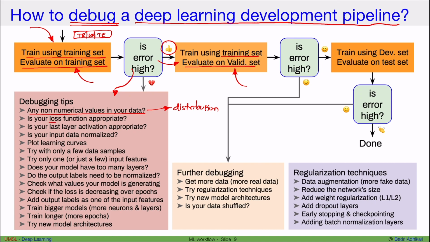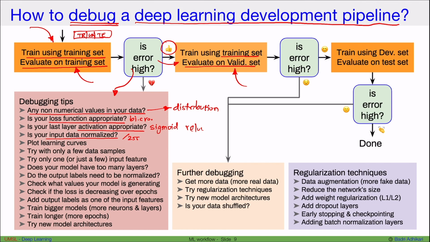You also want to check if your loss function is appropriate. Are you using, for example, binary cross entropy for binary classification? Is your last layer activation appropriate? For example, for binary classification, you want to use sigmoid, right? For positive output, you may want to use ReLU as your last layer activation. Have you tried normalizing your input? If it is images, maybe dividing by 255. If it is data, use something like normalization or standardization techniques to normalize the data.